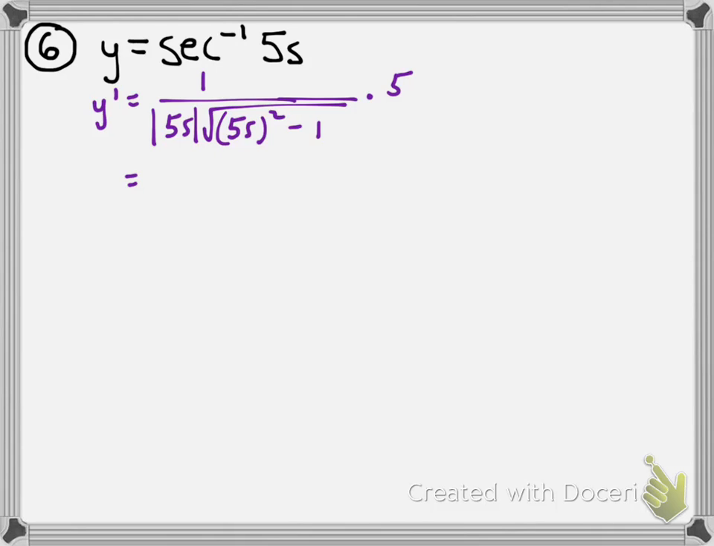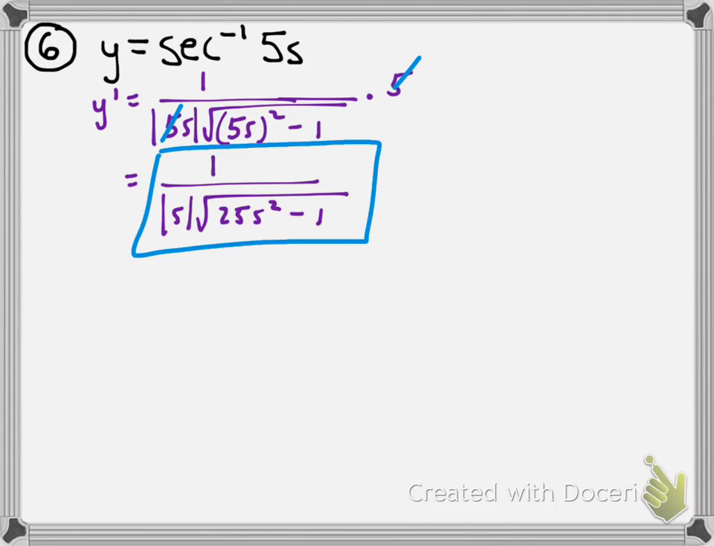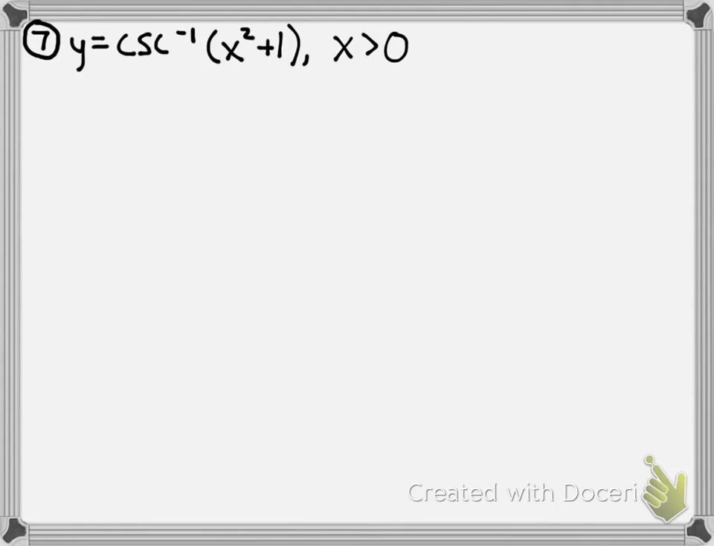Let's cancel here the 5. The absolute value of 5 is 5, so we can cancel that. And then we can just get 1 in the numerator, absolute value of s, multiplied by the square root of 25s squared minus 1. Don't you dare try to factor that and get rid of the radical. Just leave it alone. Okay, and onward to number 7.